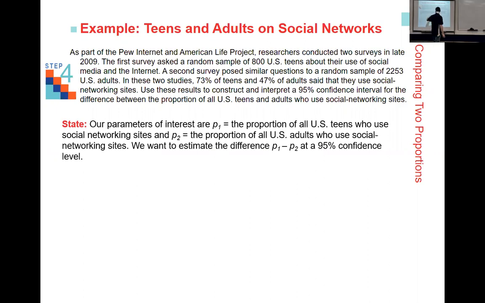We are using a 95% confidence interval, and we're estimating P1 minus P2, and we're defining which one is which. It doesn't matter which one you make P1 and which one you make P2. What matters is that you say specifically which one is which. In this case, we're going to make P1 the teens and P2 the adults. Again, the important thing is that you say which one is P1 and which one is P2.